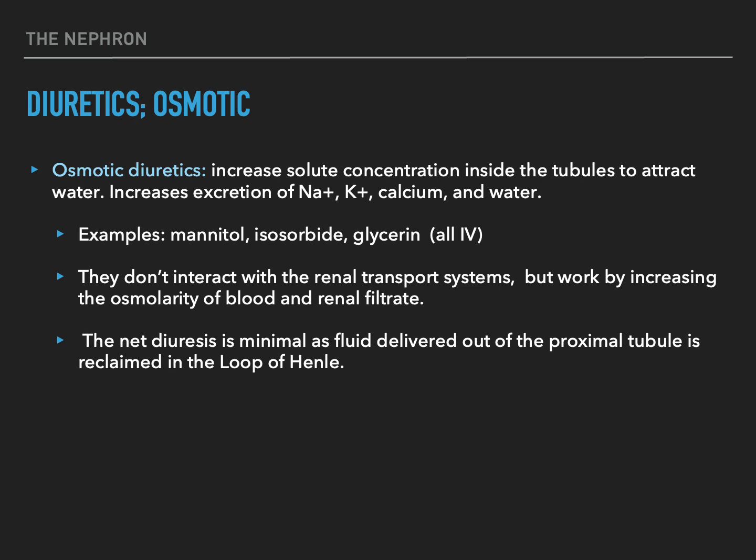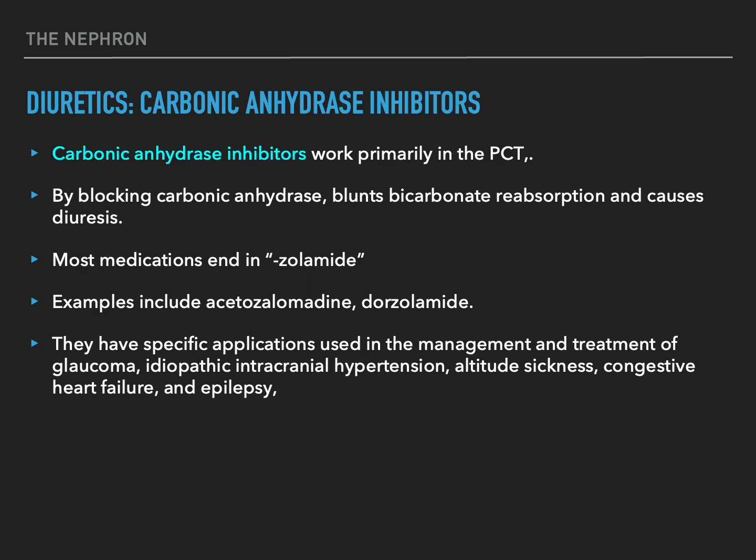The final class of diuretics are the carbonic anhydrase inhibitors, and they work primarily in the proximal convoluted tubule. They block carbonic anhydrase, as their name suggests, which blunts bicarbonate reabsorption and causes diuresis. Some examples are acetazolamide and dorzolamide. Most medications that end in zolamide are going to be in this class.